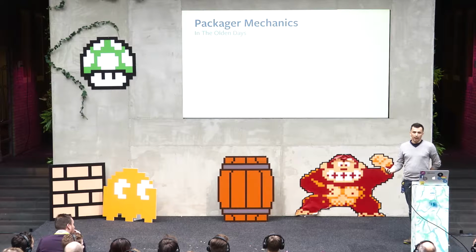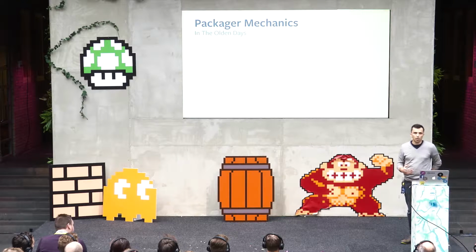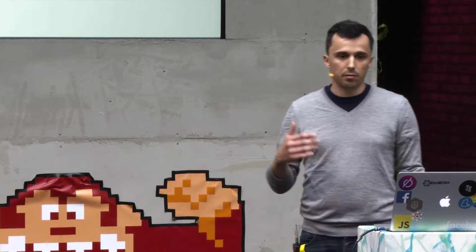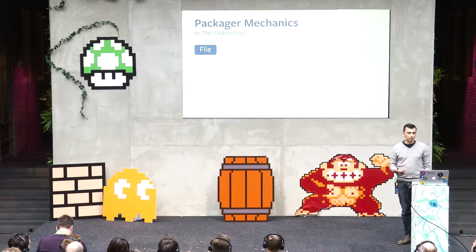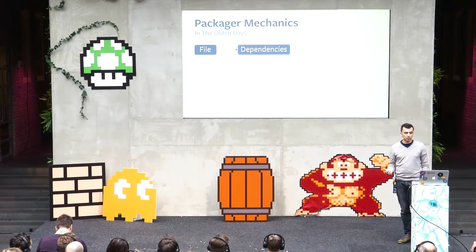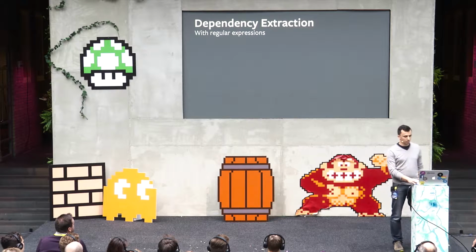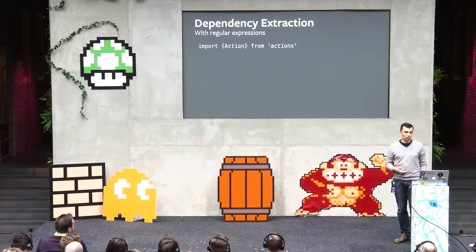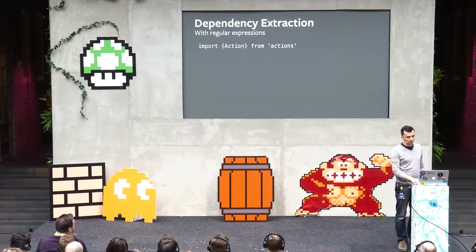So Packager mechanics, how it used to work. We had a couple of optimizations for the development mode to make it really fast, but it turned out that we had to change that to get more optimized production bundles. So we would start with the entry file that the app defines. We would extract dependencies with regular expressions, and that comes with its own class of problems. I'll show you some of these. I mean, it's pretty straightforward, right? You just write a regex that starts with import and matches everything up until from, and then a string.